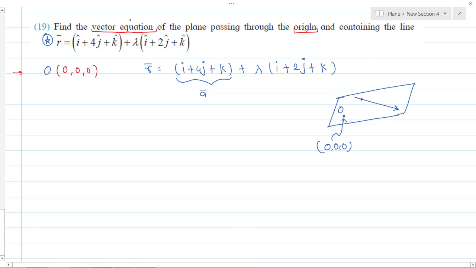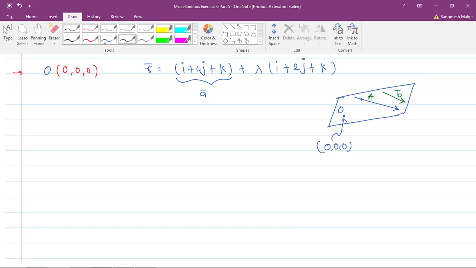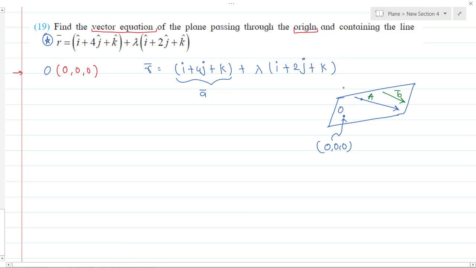Let's have a different color. This point is A, and it has a parallel vector, which is nothing but i plus 2j plus k. So this becomes my B bar. Now the concept is this: if I draw OA bar, and we have the B bar, can you tell me whether these two vectors are coplanar, meaning they are lying on the same plane? Of course, they are lying on the same plane.